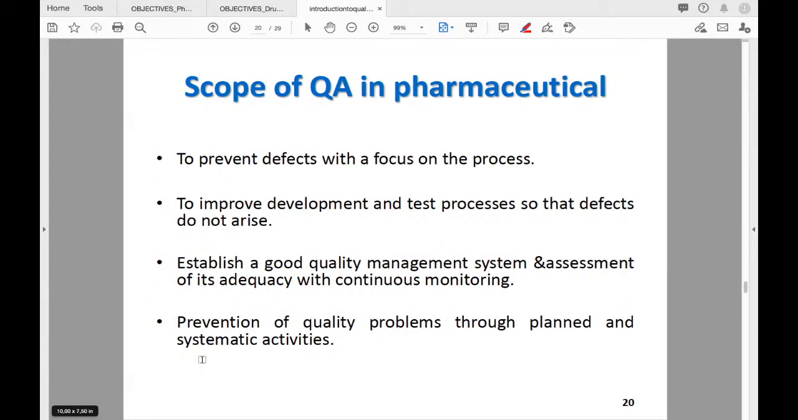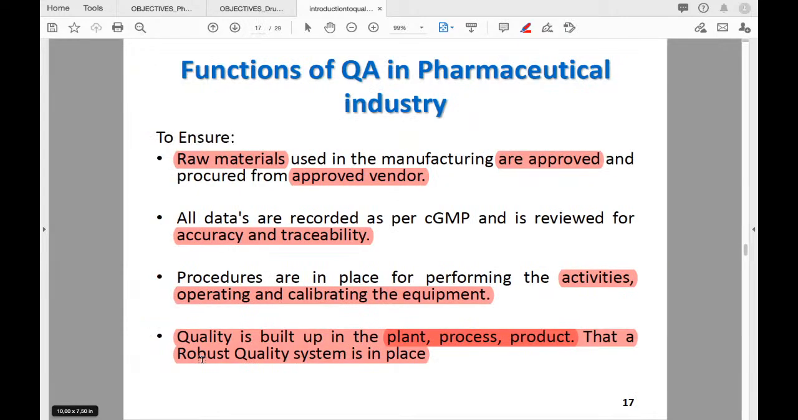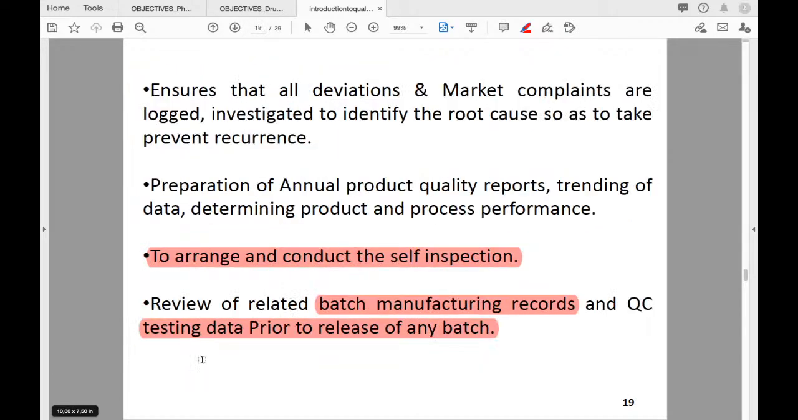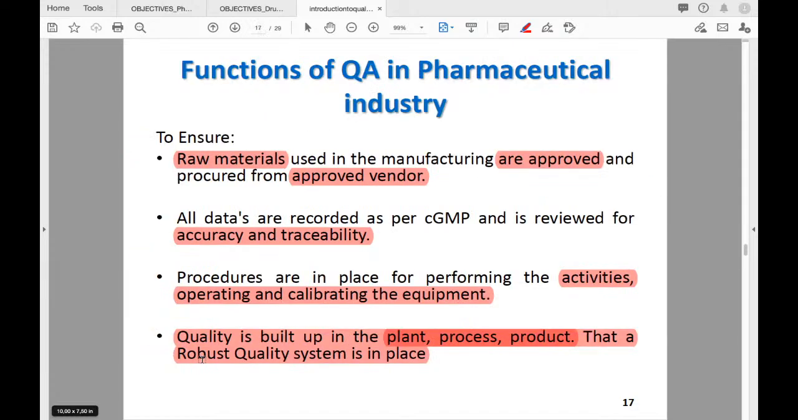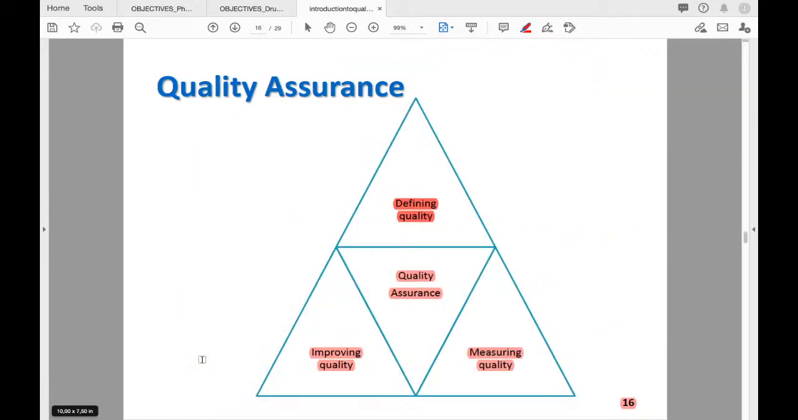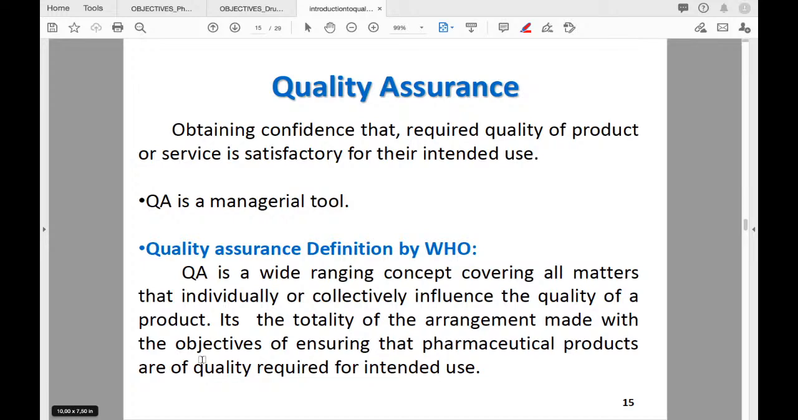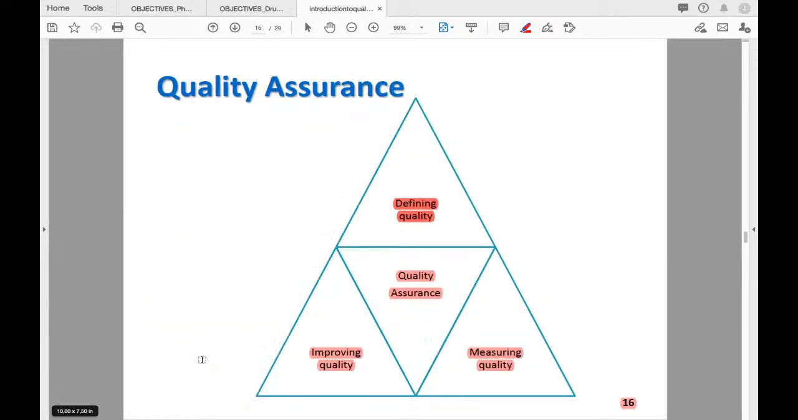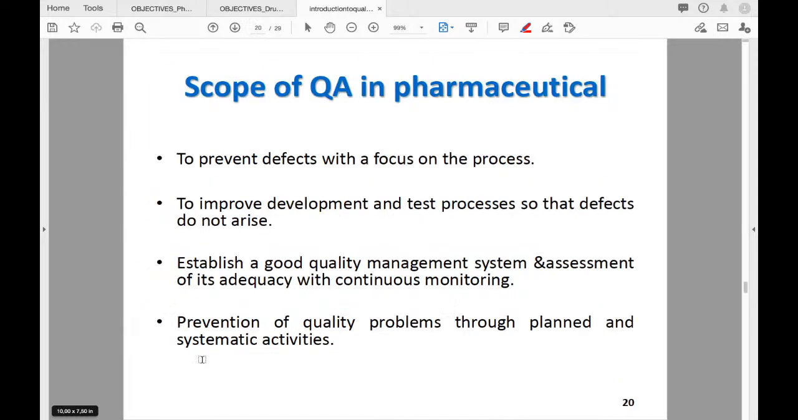So what is the scope of quality assurance in pharmaceutical? So we have discussed so far the functions, what the main functions are in the pharmaceutical industry. We have discussed the pyramid of pharmaceutical industry, that is defining the quality, improving the quality, and measuring the quality. We have discussed the basic definition by WHO, what quality assurance is all about. Now the next part that we're going to discuss is the scope. What is the scope actually?